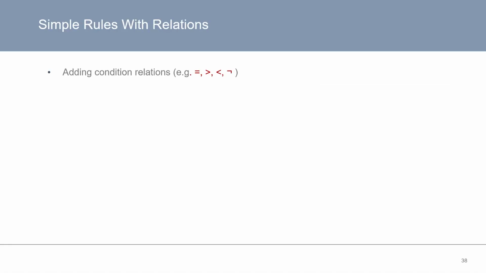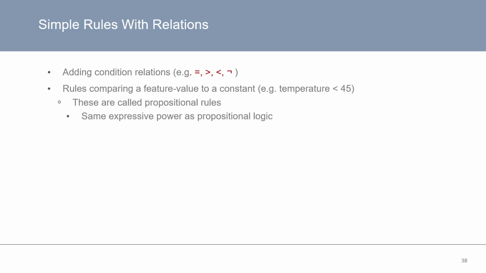We can also add a variety of conditional relations to rules, such as equals, greater than, less than, or not equal. Rules can compare feature values to a constant, for example, temperature less than 45 degrees. These would be called propositional rules, which have the same expressive power as in propositional logic.